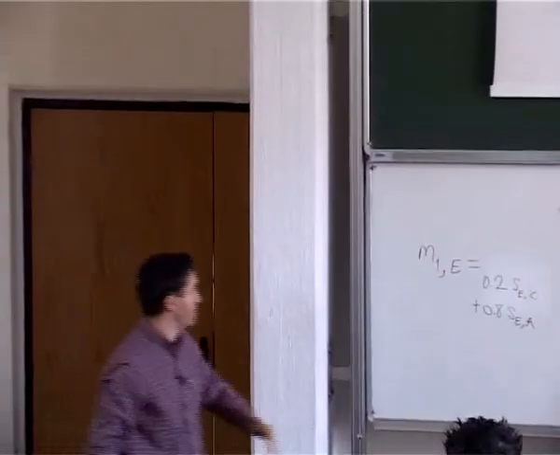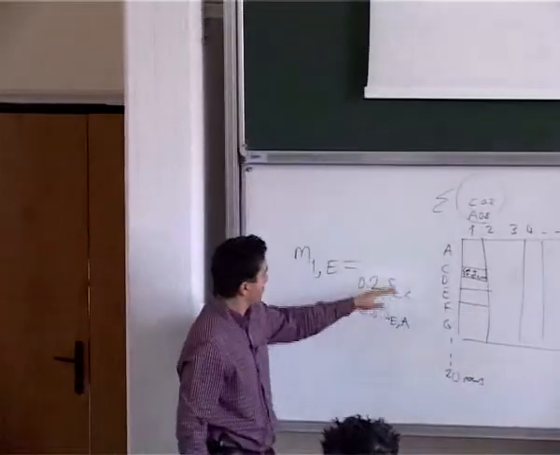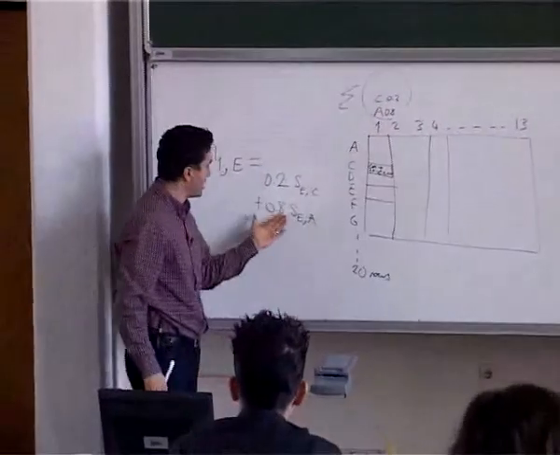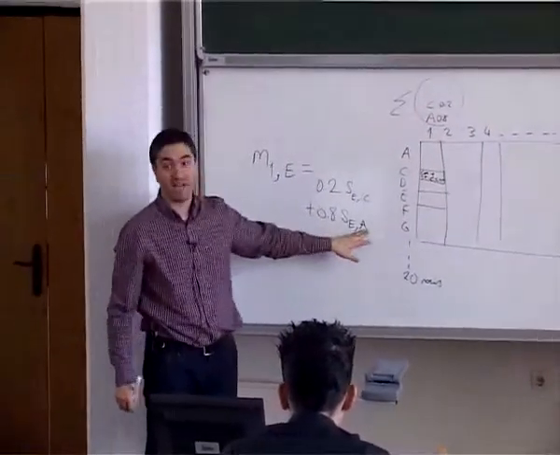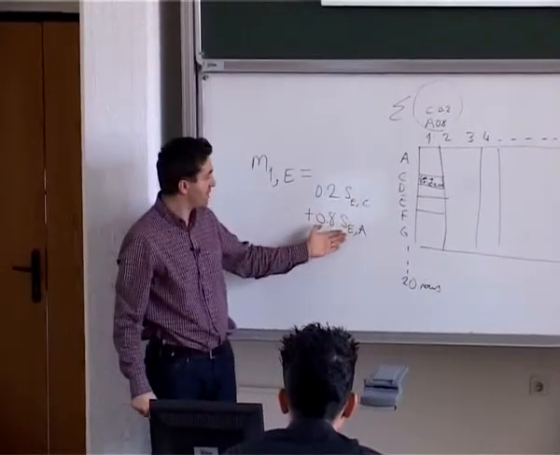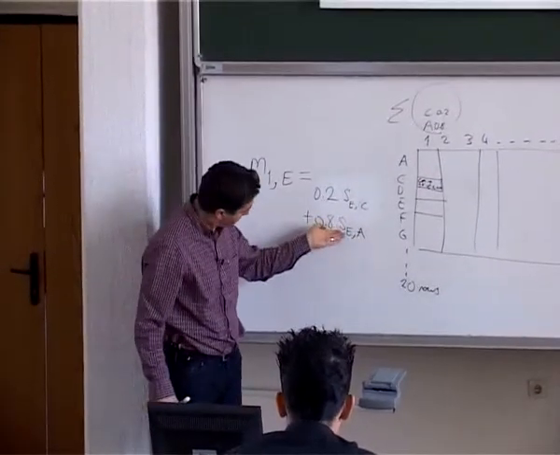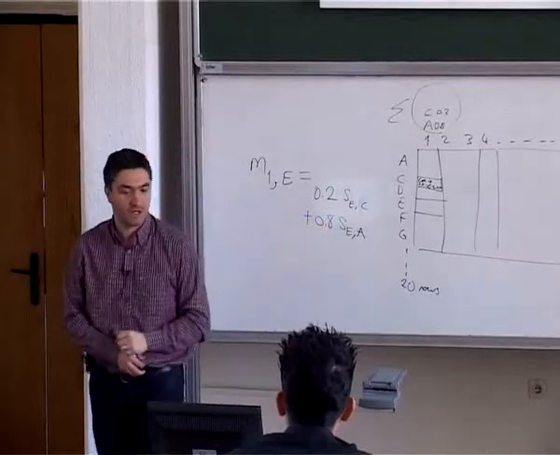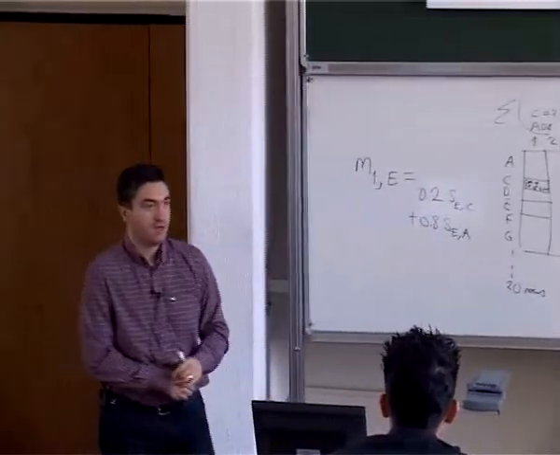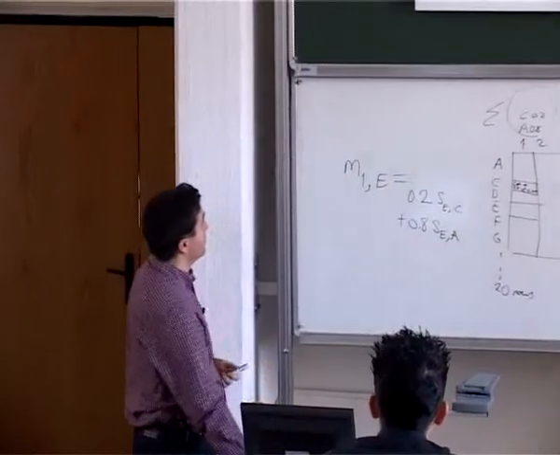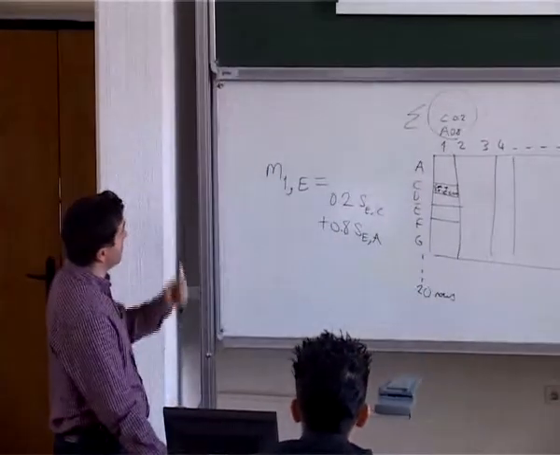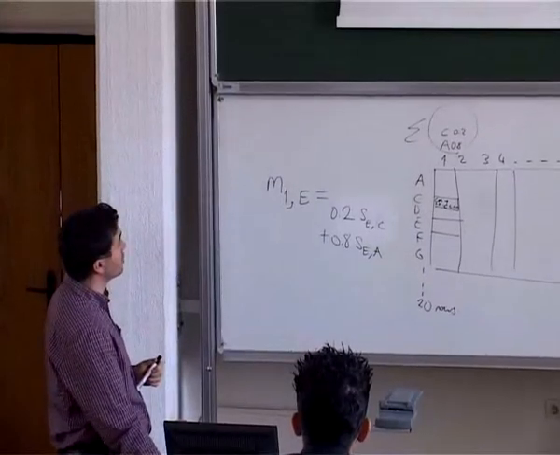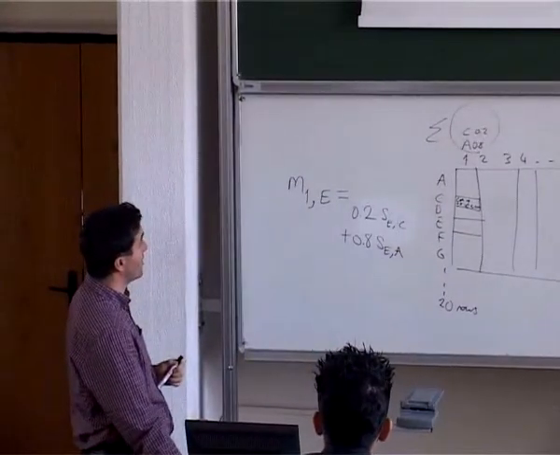Because 0.2 of this position 1 is C, and 0.8 of that position is A, if you want to find out the score of aligning E with that position, you just do a weighted average of this. So this is the simple one, this M is our first simple position-specific scoring matrix.